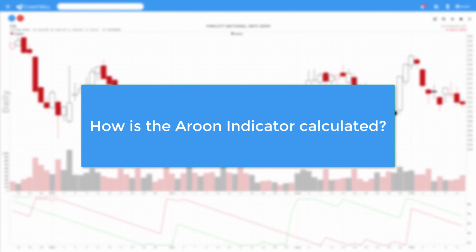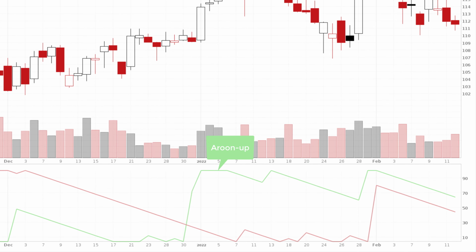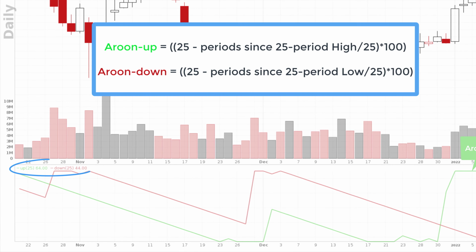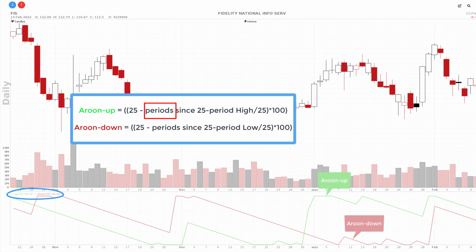The indicator actually consists of two separate indicator lines, the Aroon up and the Aroon down line. The middle value 50 also plays an important role in the interpretation of the indicator. 25 is the default value of the indicator and period is the time frame used in the indicator. So on a daily chart, the period of each bar or candle is 1 day. On an hourly chart, each period corresponds to an hour.